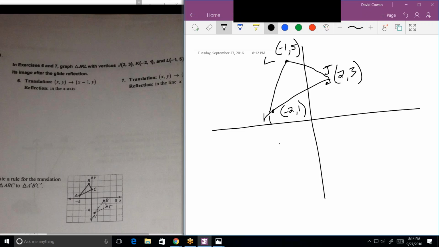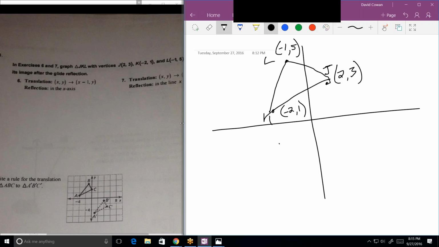Well, not yet. Let's do these one at a time. Let's do the translation first and then the reflection, just because it's kind of easier to see that way. Even though in reality you always do reflections first, I don't think it's going to matter here. It might, but we'll take a look. Let's do the translations first because that's the easiest.